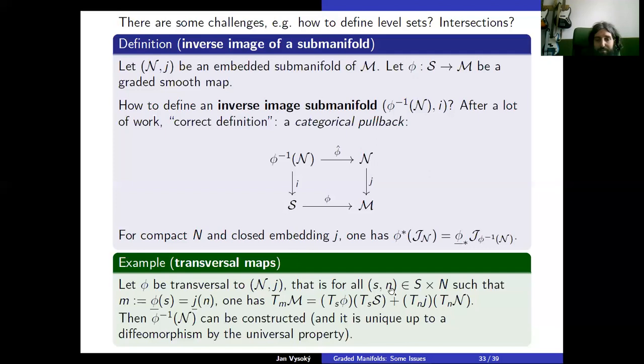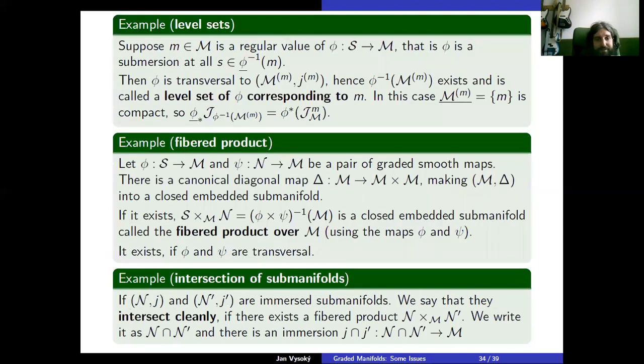At every pair of points such that they map to a given point M, the tangent space to M at M has to decompose as a sum of images of tangent spaces. There is no direct sum here. And then this phi minus one of N can be constructed and is unique up to diffeomorphism by the universal property. It can be constructed, but the construction is quite involved. I have no simple construction, but you can construct it. So you can do inverse images of some manifold, which is cute. And this allows you to define everything you need, basically.